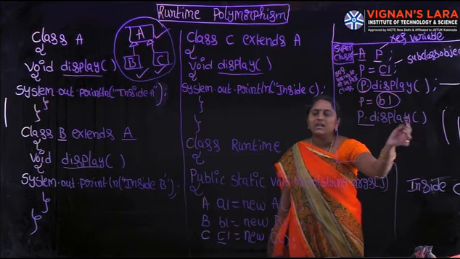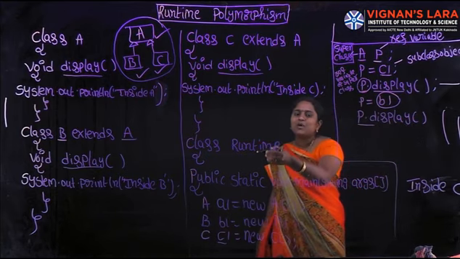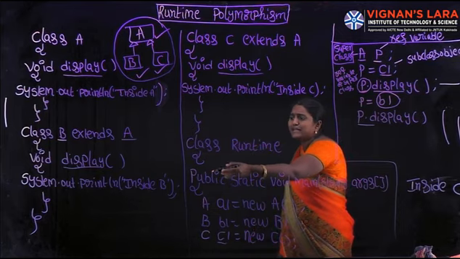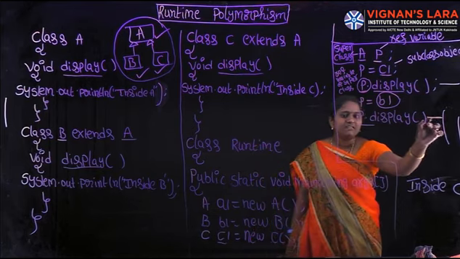in this statement, what is the corresponding body that could be executing? Here the B class display method body could be executing. What is the method body of B class? Inside B. Whenever the JVM reaches this statement, it will print inside B.